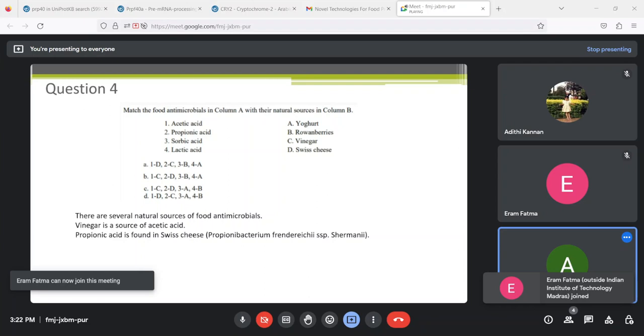And third is sorbic acid, which is found in berries and other fruits. And one of the examples of the berries is rowan berries. And fourth is the lactic acid, which is found in yogurt. So the answer is option B.